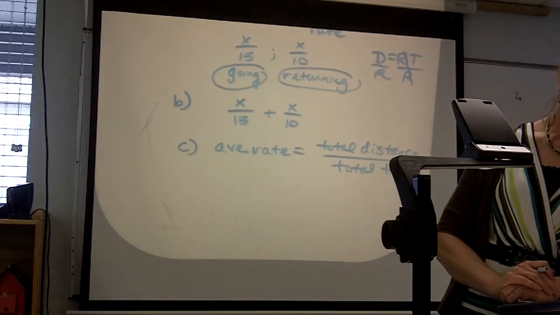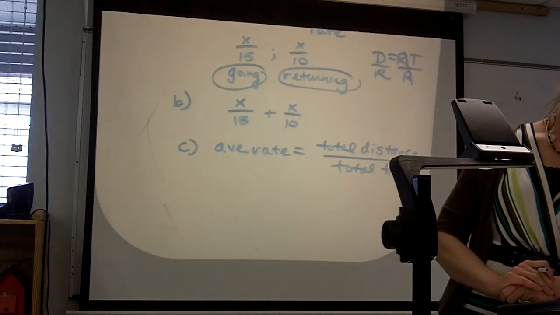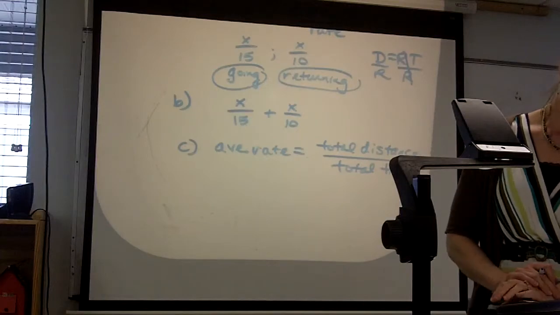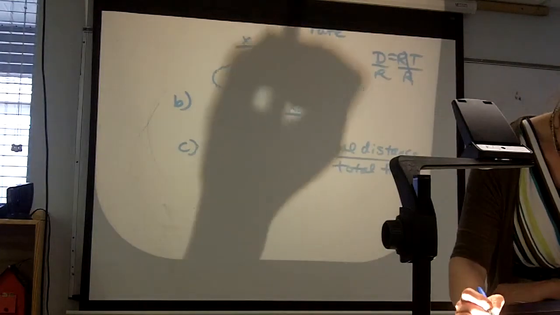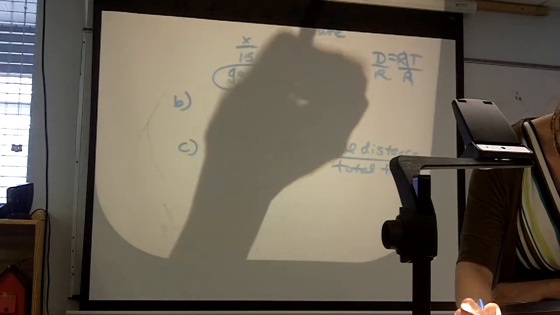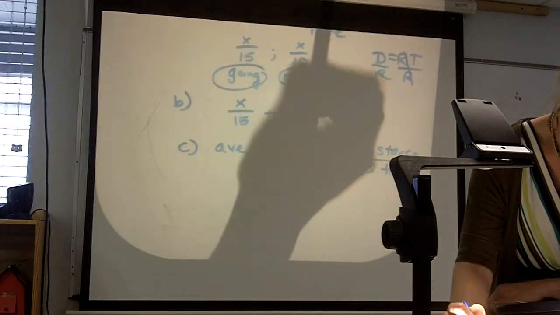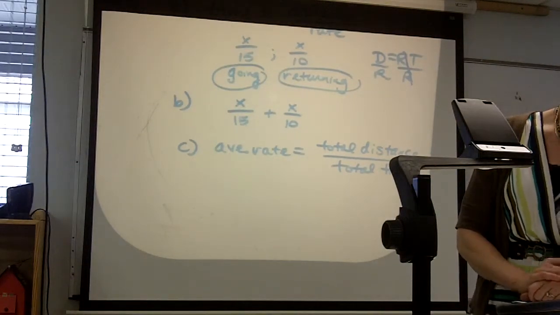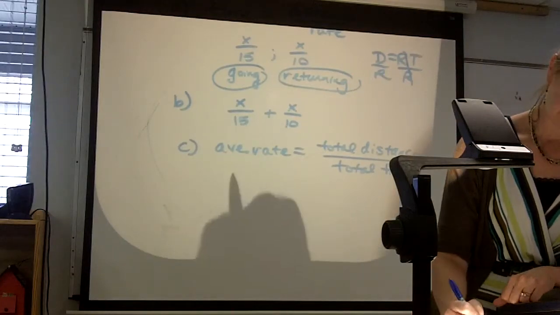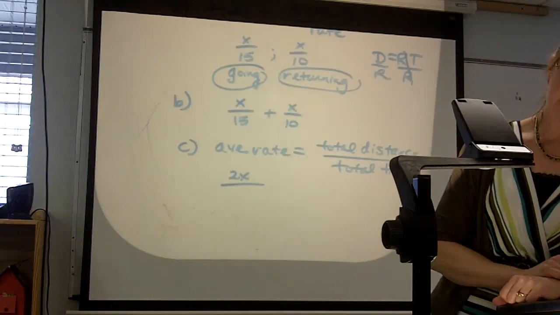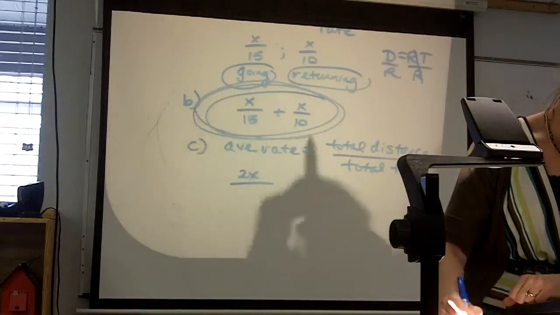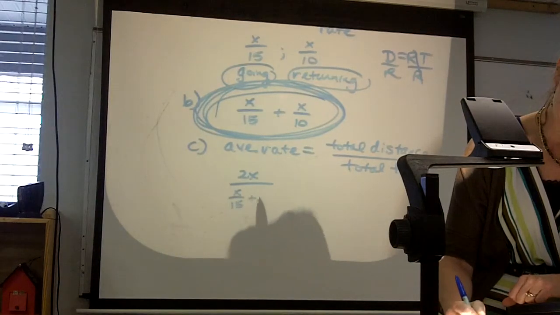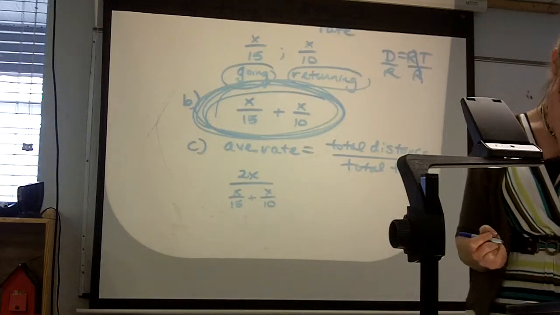What is the total distance? We don't know. They're saying that the distance is x. So from here to here is x, and from here to here is x. So what is the total distance? 2x. Okay, and what's the total time? x over 15 plus x over 10. Oh, very good.